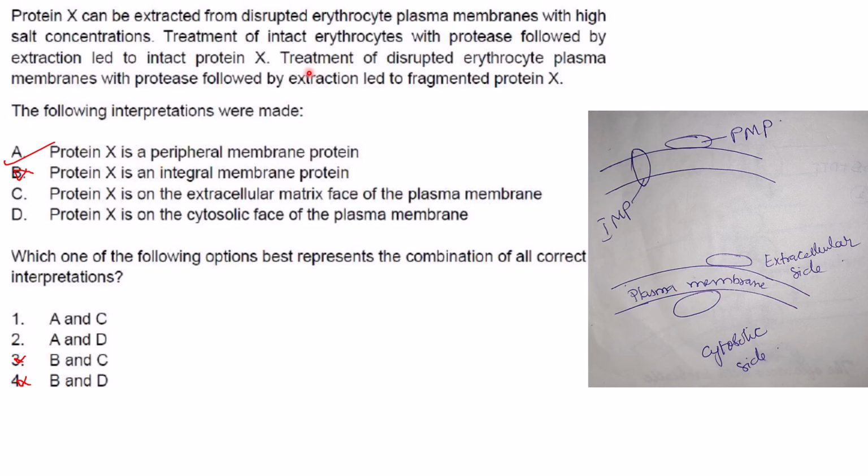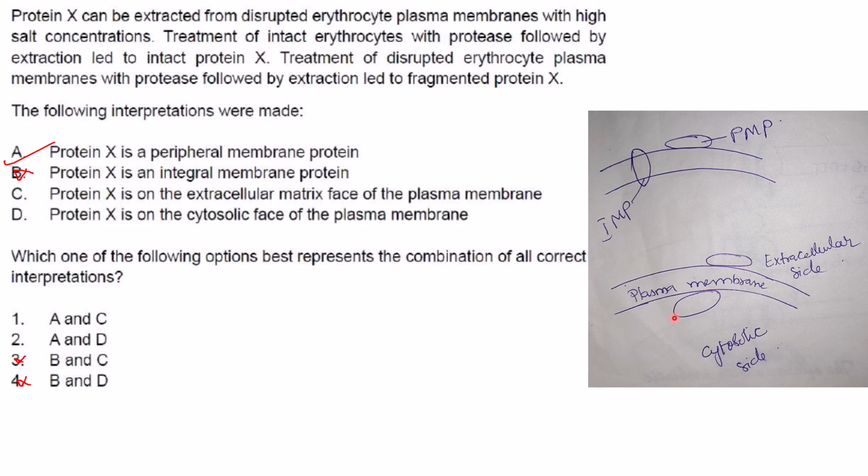Next, what he did was he treated the disrupted erythrocyte plasma membrane with protease, followed by extraction, which led to fragmented X. Now what he did, he disrupted the plasma membrane, made the plasma membrane into pieces, then treated the disrupted membrane with protease.